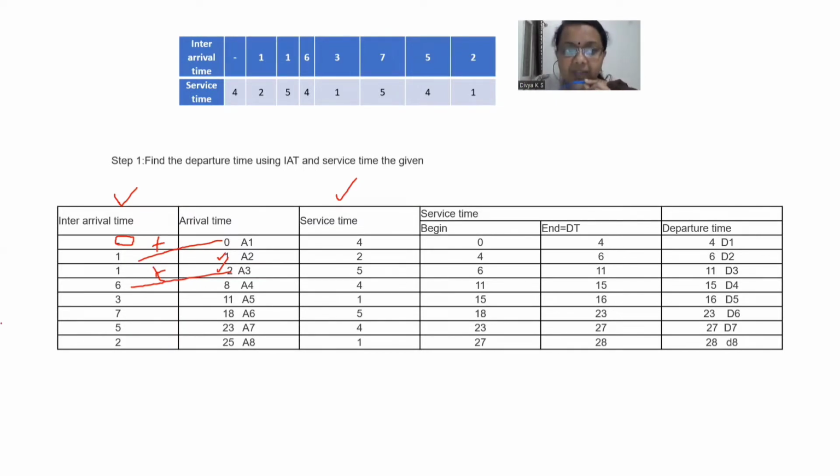So now the arrival time. The letter I told is A1. So what is the arrival time? What you have to make it as, we have 8. Up to where we calculated?